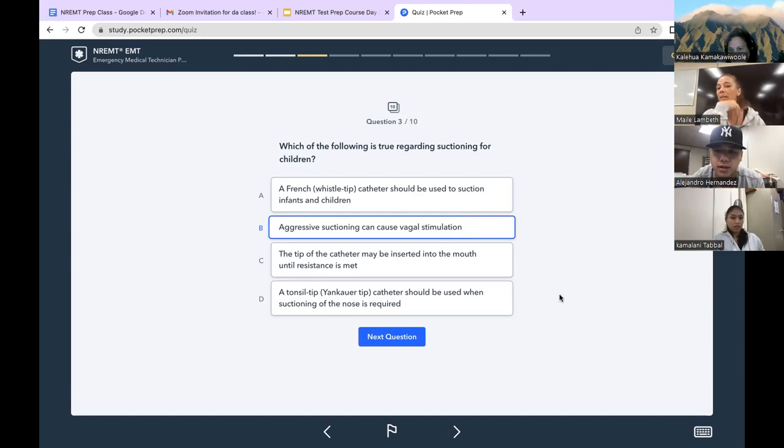So do you guys know what that Yankauer tip is for suctioning? The Yankauer tip is the rigid one. A lot of our suctioning things have those soft tip catheters, but the Yankauer tip is rigid, so you wouldn't be sticking a rigid tip into someone's nose. It's like what the dentists use. That's a good way of thinking about it. It's that thing they stick in there. Did you have a question, Chara?